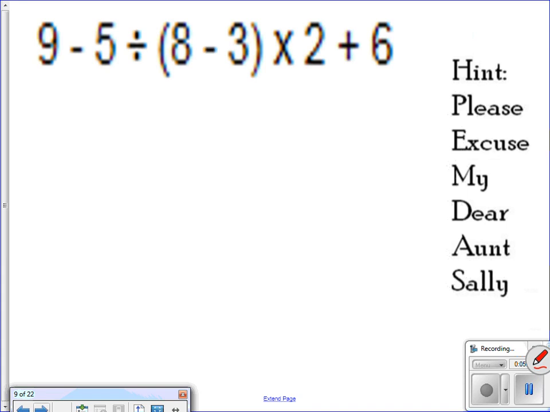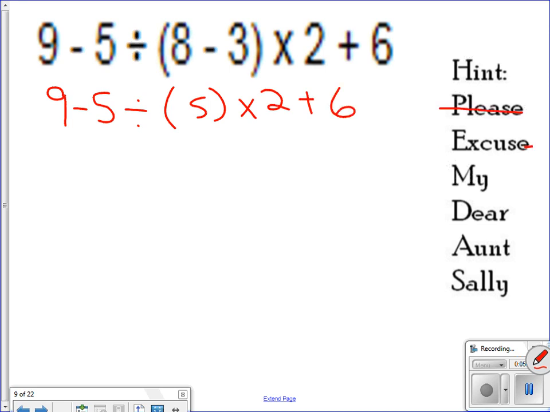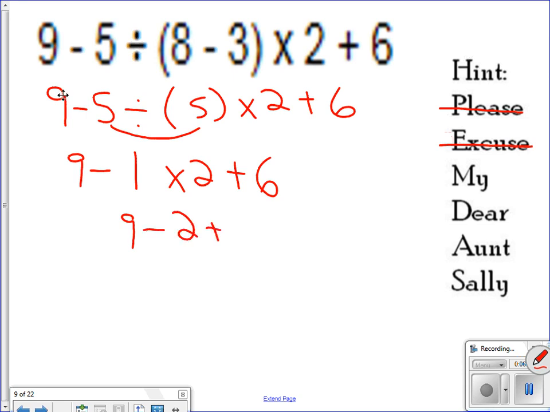There's another one. I have 9 minus 5 divided by, inside the parentheses is what I'm doing first. 8 minus 3 is 5 times 2 plus 6. Okay, parentheses are gone, exponents are gone. Okay, now I'm going to go 9 minus, looks like I have 5 divided by 5, which is 1 times 2 plus 6. Now I have to multiply.